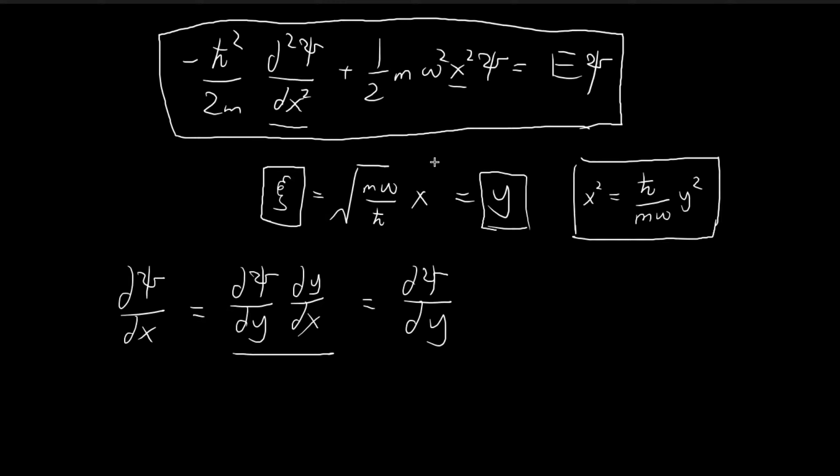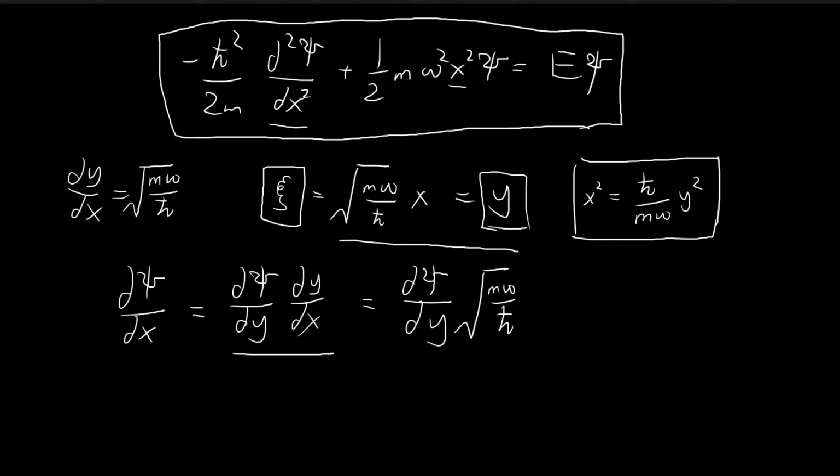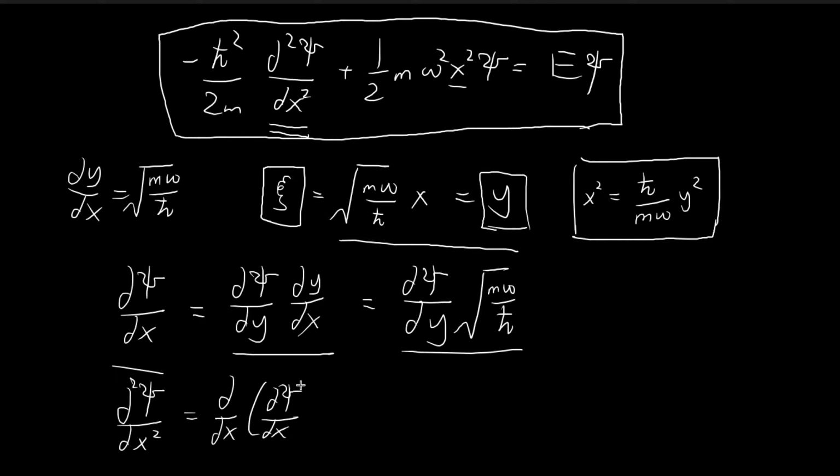So d xi dy, and dy dx, as you can see from this relationship over here, is really just equal to the square root of m omega divided by h bar. So we just dump this straight in. This is an alternative expression for d xi dx. Now we get down to d squared xi dx squared, which is this second derivative over here. The second derivative of xi is just equal to d dx of d xi dx. And as we found, d xi dx can be expressed as this expression as well, so we can just substitute that in.